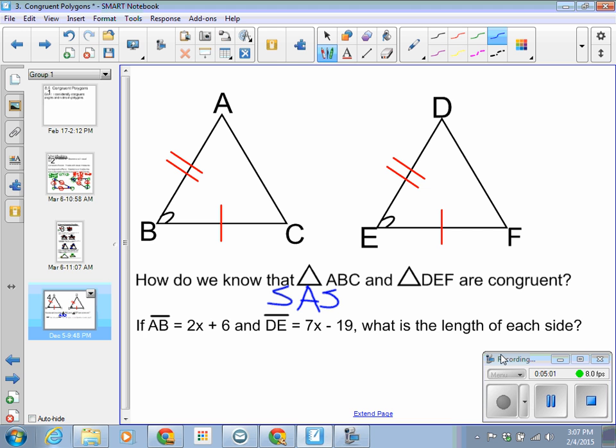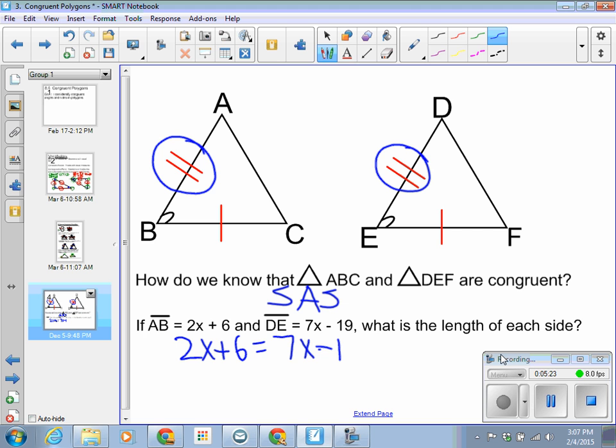And since we know that AB and DE are congruent, meaning they're equal, to find the length of each side, we set our two expressions, our two lengths, equal to each other and solve the equation for x. At this point, you can pause the video and solve it yourselves, or keep going with me.